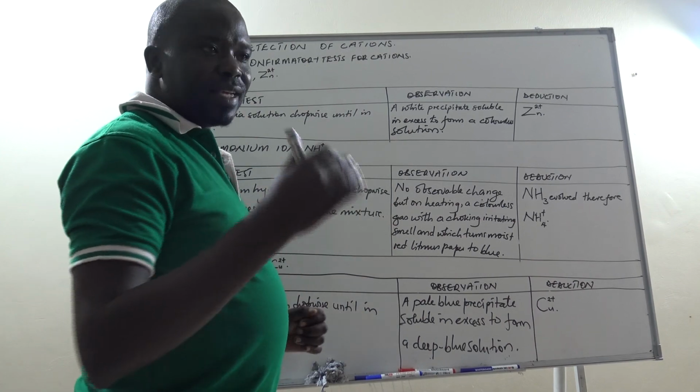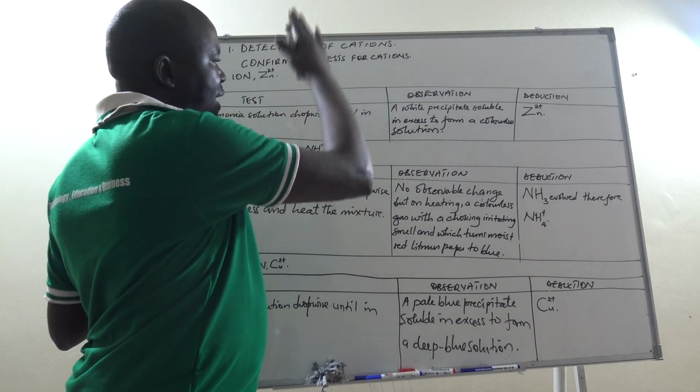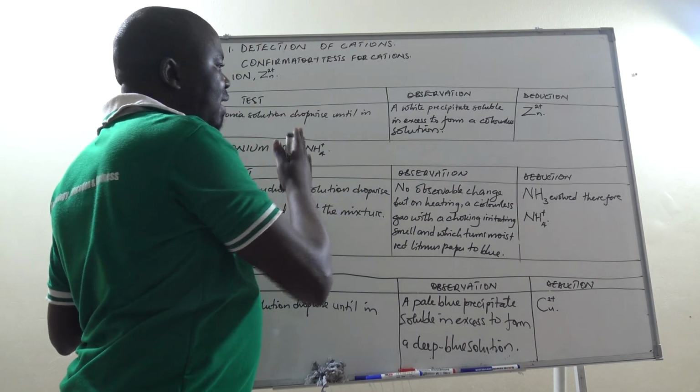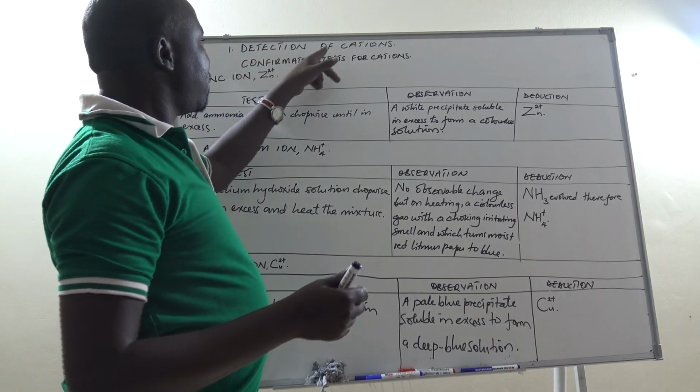In our next session, we shall be trying to see how we can distinguish between the cations using the reagents that we have already seen, before we can go to the detection of anions.